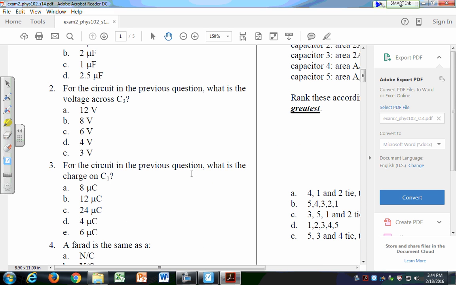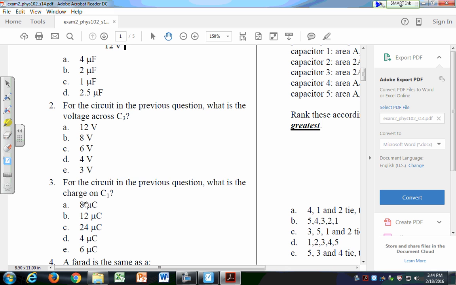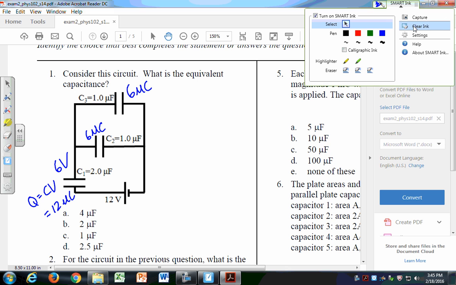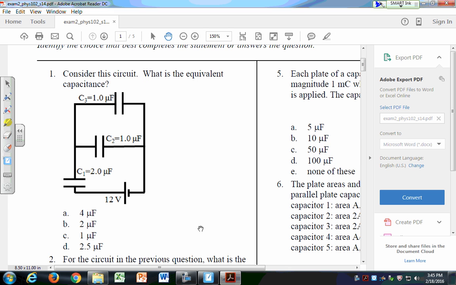If we want to know the charge on C1, we already said that this is 6 volts, so if we want to know the charge, I just say Q is equal to CV. It's going to be 12 microcoulombs. Similarly, 6 microcoulombs here and 6 microcoulombs here, because they all had 6 volts. So I just multiply C times V to get the charge. Anytime you know two quantities, you can find the third one simply.